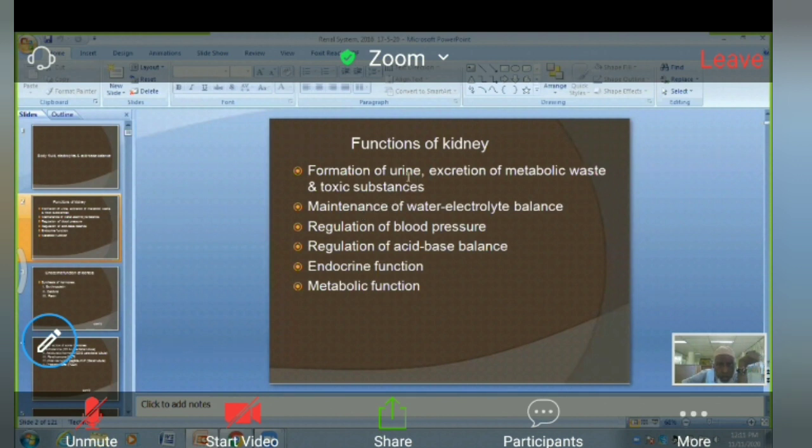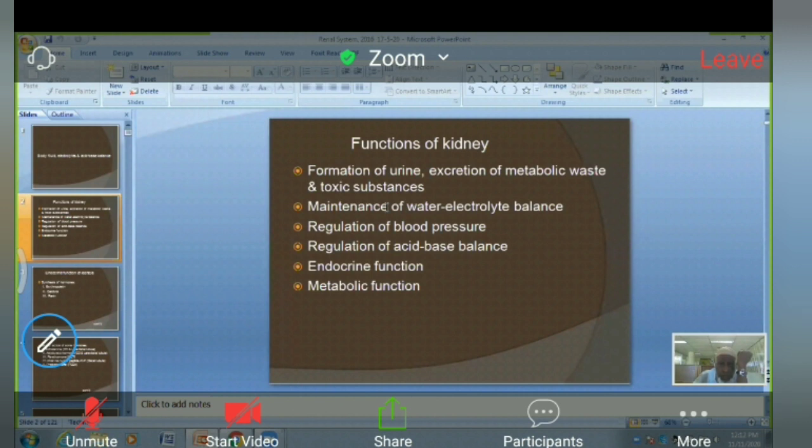Besides formation of urine, this metabolic waste and toxic substances, as they are water soluble, are passed in urine. Maintenance of the water electrolyte balance: water and electrolytes which we take in our diet are maintained at appropriate level for the body by the kidney.